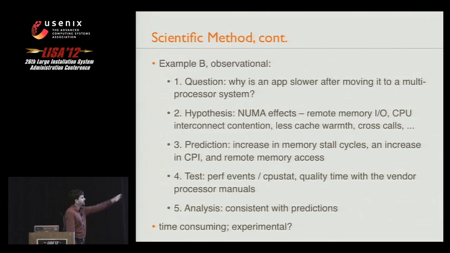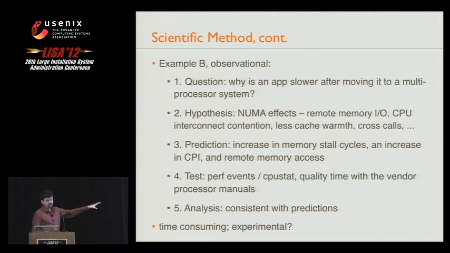So we're going to blame NUMA effects for the app being slower. For the observational prediction, there should be an increase in memory stall cycles, an increase in cycles per instruction, and remote memory access. I can observe these indicators from the CPU performance counters to test my hypothesis. The test can be using perf events or CPU stat. It takes a lot of time to do this stuff. You have to bring up the processor manuals, read the performance counters, and figure it out.